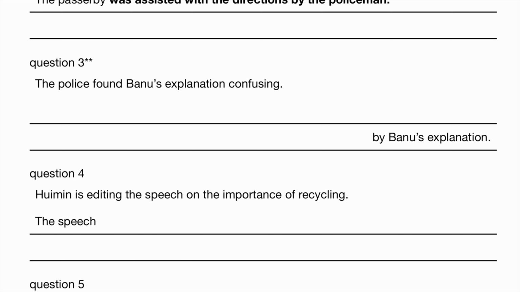Question 3, 2 stars. The police found, past tense, Banu's explanation confusing. So no INGs here, and we are using the past tense. The police were confused by Banu's explanation. Now, were confused. Take note, police is actually plural. And let's keep it in the past tense, were.